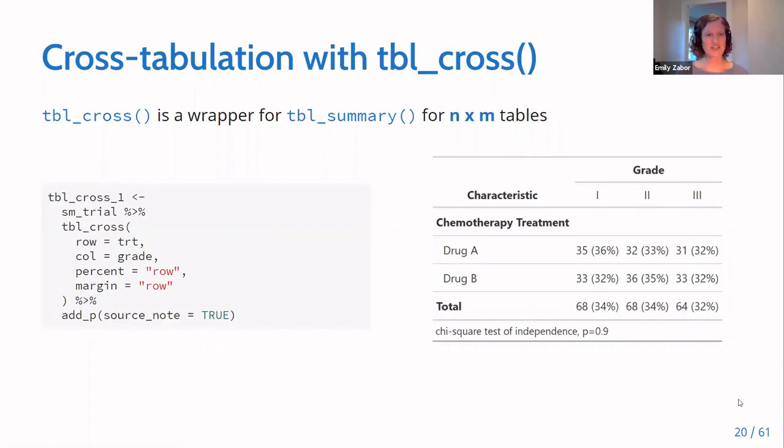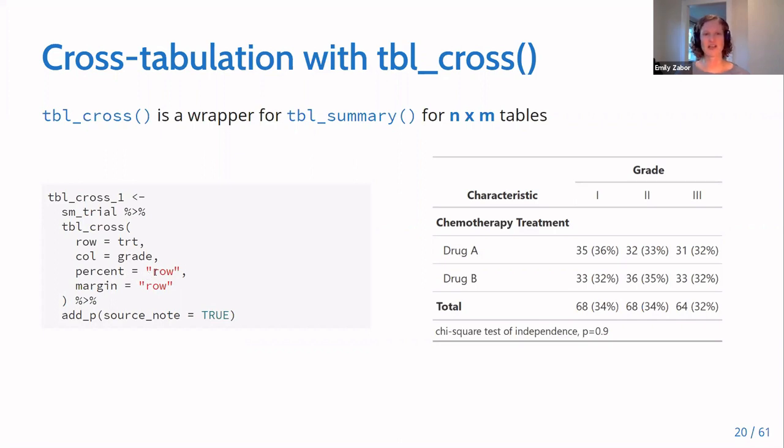Well, there's one more function that is related to table summary. It's table cross, which is just a wrapper for the table summary function, which is specifically for n by m tables. So if you just want a single row variable and a single column variable. And so it's a little bit different. Instead of passing a data frame, you will actually state what row variable you want, what column variable you want, and then how you want the percentage calculated.